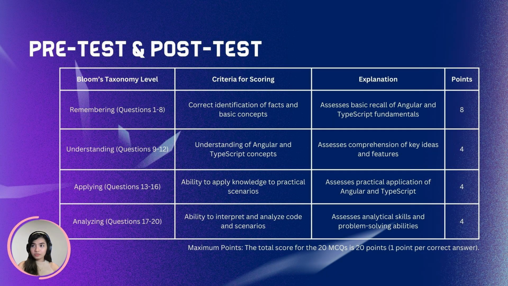Here's the rubrics for Socrative. The pre-test and post-test are structured to evaluate different levels of cognitive skills as per Bloom's taxonomy. This helps in assessing the participants' knowledge and understanding of Angular fundamentals as well as their ability to apply and analyze this knowledge. For the Bloom's taxonomy levels and scoring criteria, the first one is remembering, questions 1 to 8.